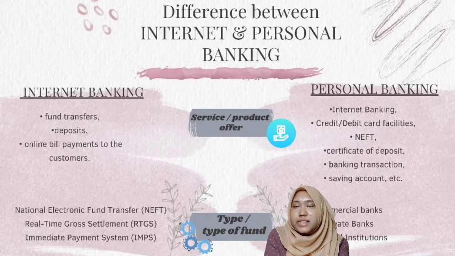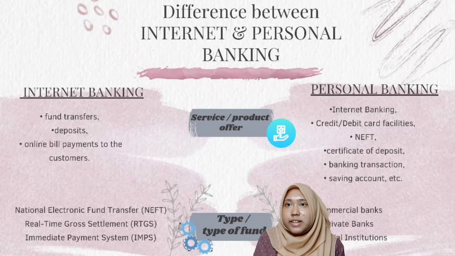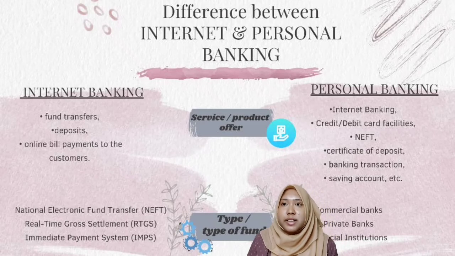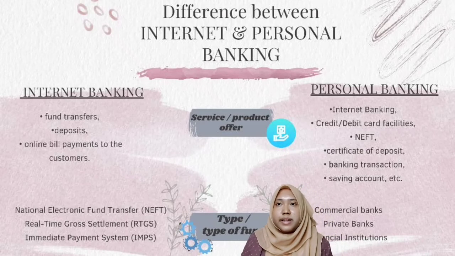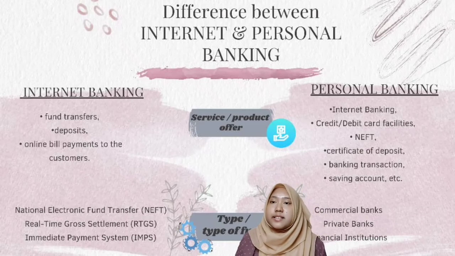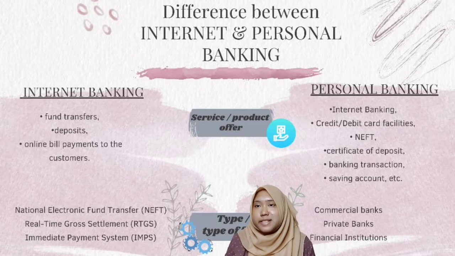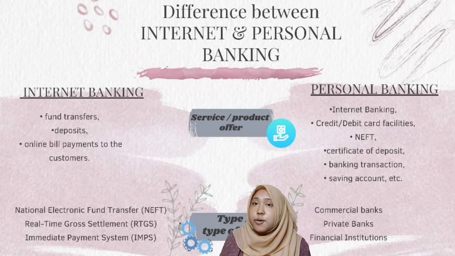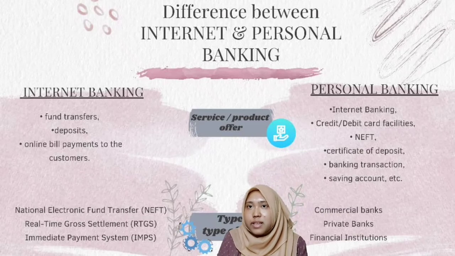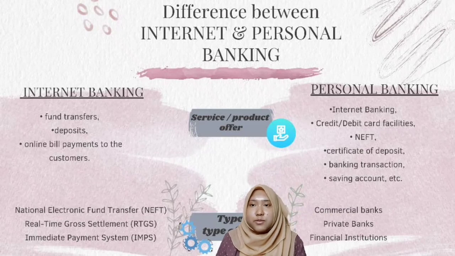Furthermore, the difference in type of funds. In internet banking, the type of fund is National Electronic Fund Transfer, that is EFT, Real-Time Gross Settlement (RTGS), and Immediate Payment System (IMPS). Meanwhile, personal banking has three types, that is commercial banks, private banks, and financial institutions.